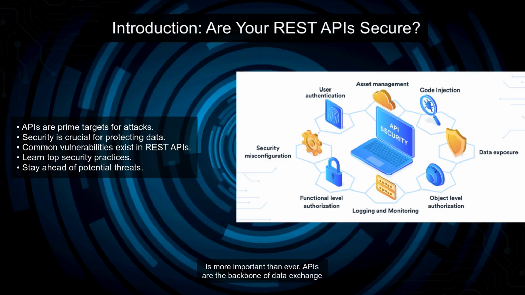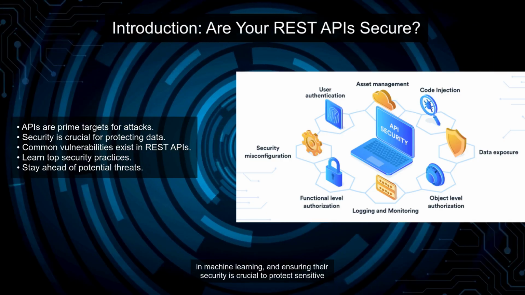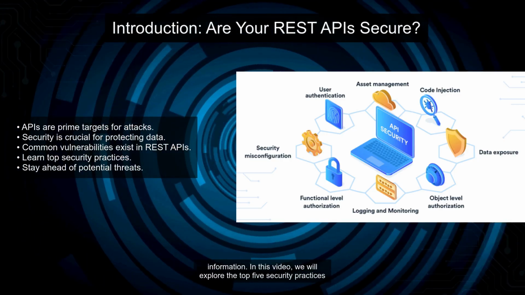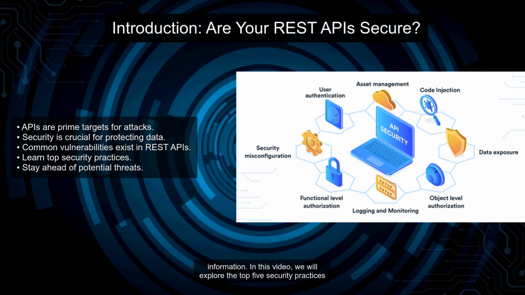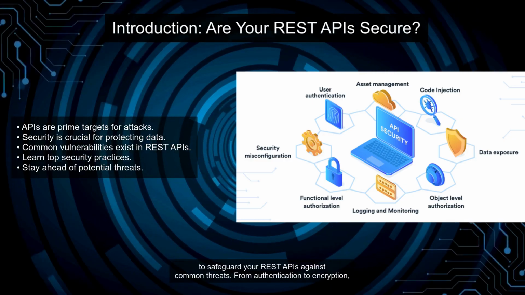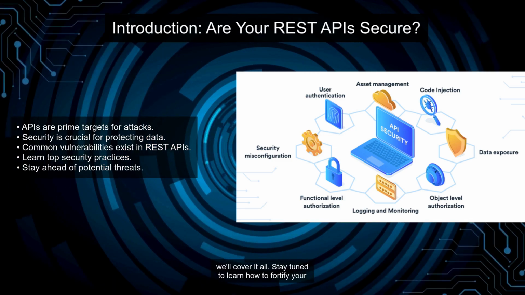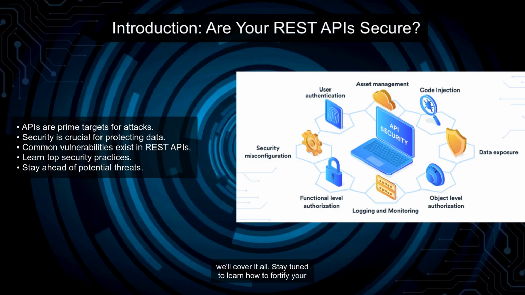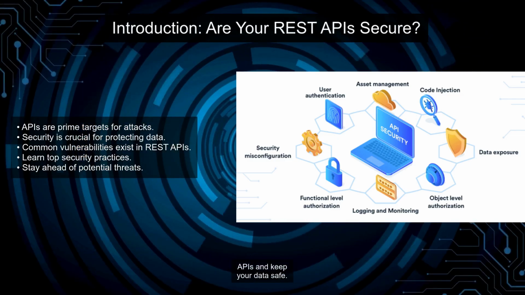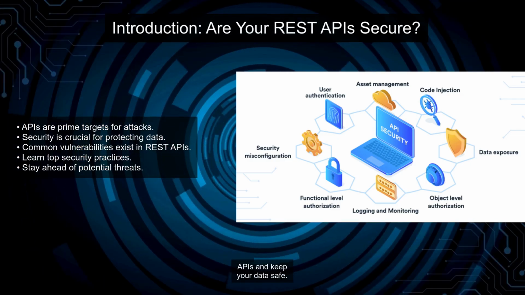APIs are the backbone of data exchange in machine learning, and ensuring their security is crucial to protect sensitive information. In this video, we will explore the top 5 security practices to safeguard your REST APIs against common threats. From authentication to encryption, we'll cover it all. Stay tuned to learn how to fortify your APIs and keep your data safe.